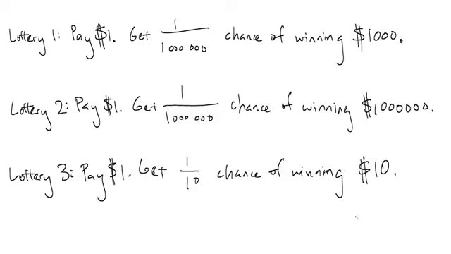Intuitively, if you look at lotteries 1 and 2, we pay the same amount and have the same chance of winning, but in the second lottery, we stand a chance of winning way more money than the first. So we shouldn't even consider playing lottery 1. Between 2 and 3, it's less clear, because a 1 in 1 million chance of winning is really low. A 1 in 10 chance is much, much higher, but the amount you can win is much smaller. So how do we decide which of these to play?